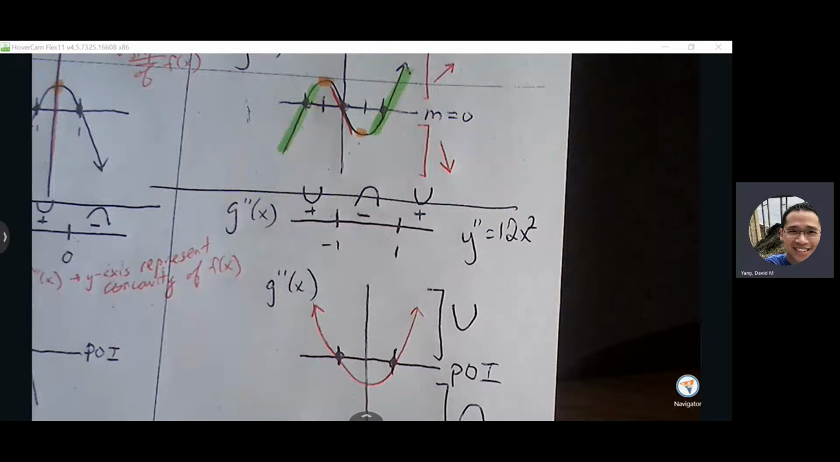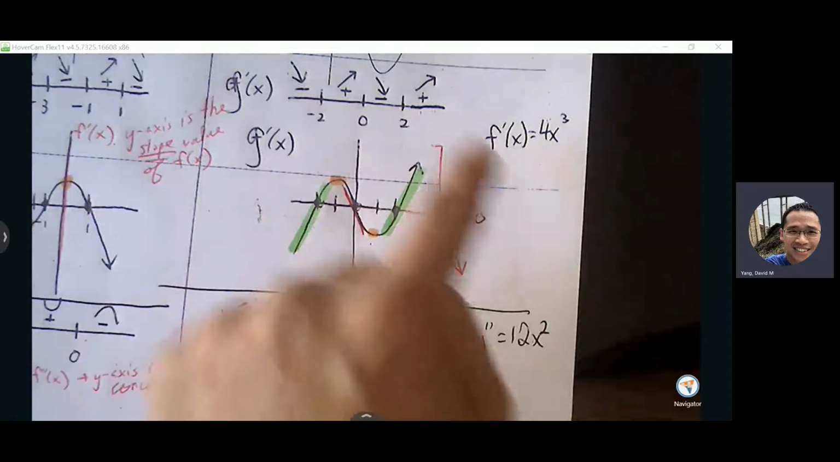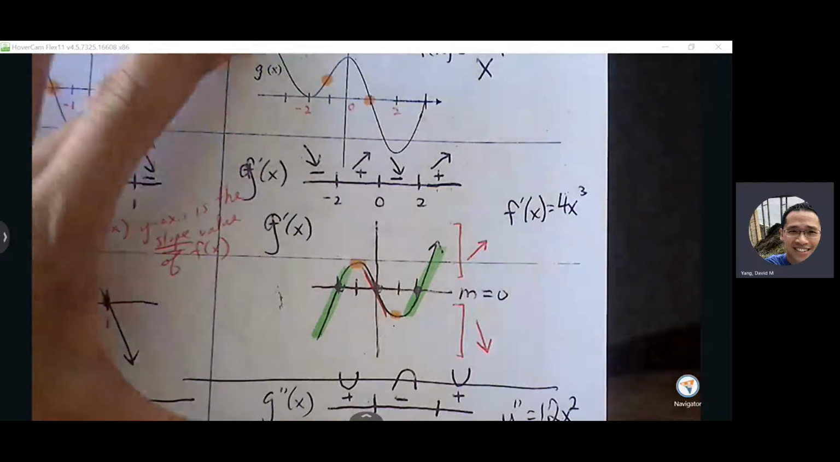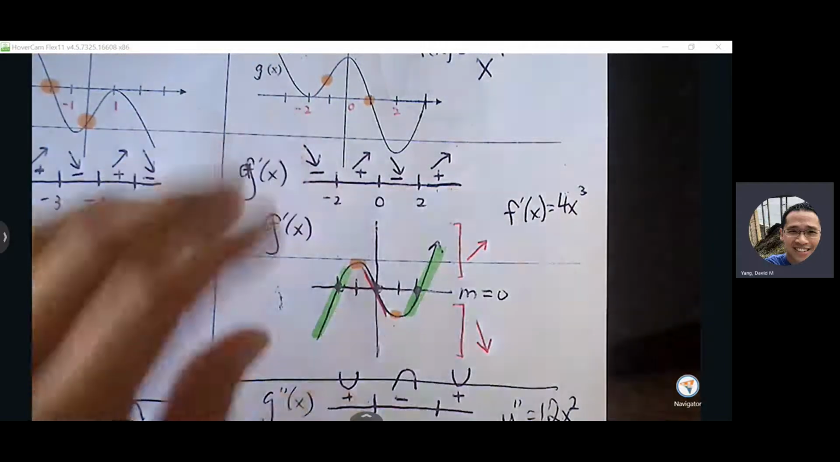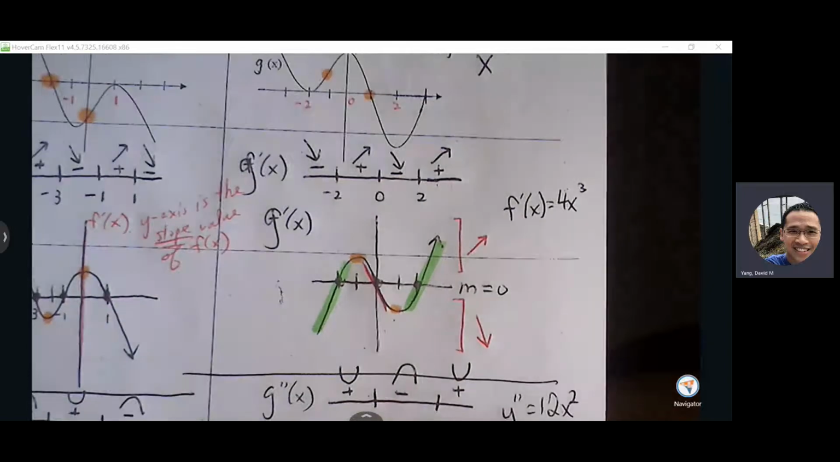Okay, so now let's look at this from a different perspective. What if we started off with a derivative graph and I asked you to create information about the original and the second derivative? That's what's more important. So let's talk about that on page 6.